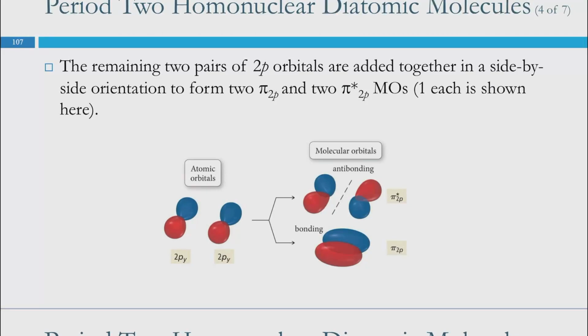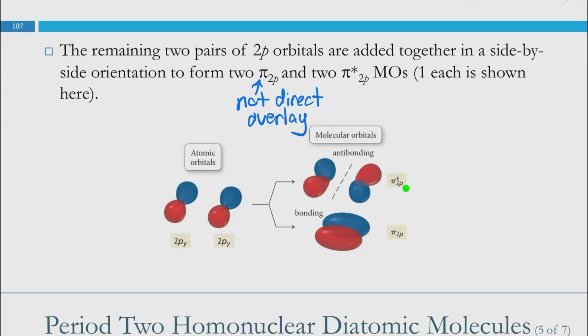So since they're in this side-by-side orientation, these get assigned the pi symbol instead of the sigma symbol. So we'll have two of them, one for the y, one for the z. And those are equal in energy because they're just rotated from each other. And we also have the anti-bonding ones where they're kind of splayed apart from each other. The bonding ones are where they overlap. So this is sort of similar ideas to what we saw in valence bond theory.